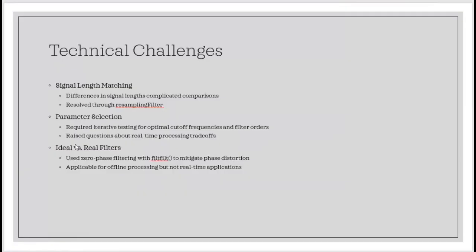Several technical challenges emerged during implementation, including signal length matching, filter parameter selection, and time considerations. For signal length matching, differences in signal length complicated direct comparisons and subtractions. This issue was resolved by resampling the signals to ensure consistent lengths. For filter parameter selection, determining optimal cutoff frequencies and filter orders required iterative testing. This process was time-consuming and raised the question of real-time processing trade-offs. How valuable is the output compared to the time required to process the signal?